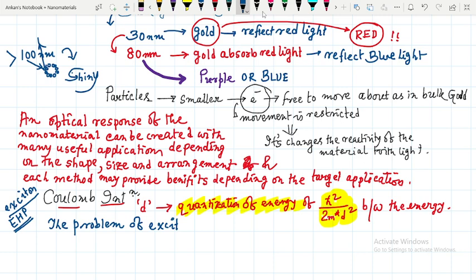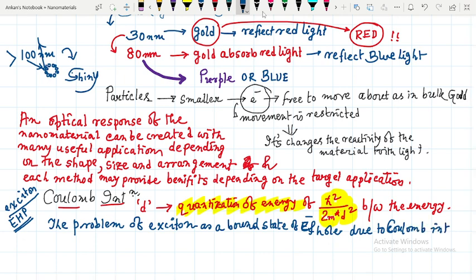So the problem of exciton due to this reduced or due to this restricted motion will affect essentially the exciton as a bound state of electron and, sorry, electron and hole due to Coulomb interaction becomes low, where d is equal to 3 minus l dimensions.